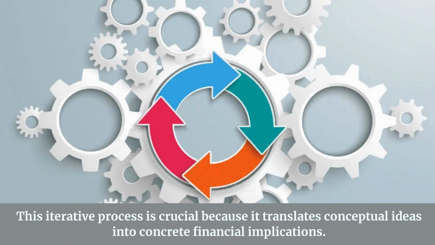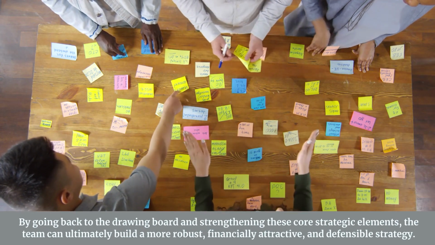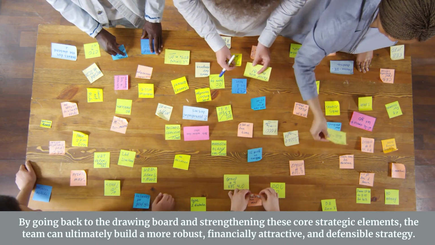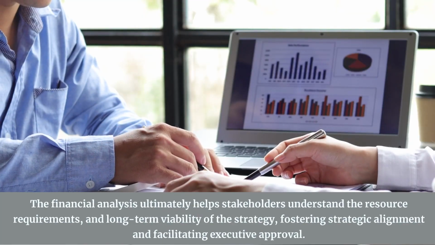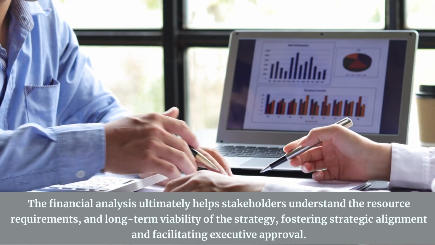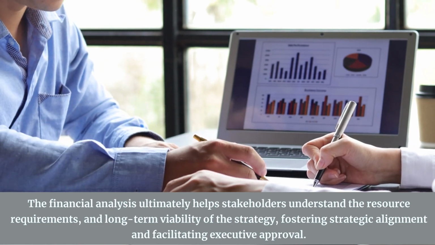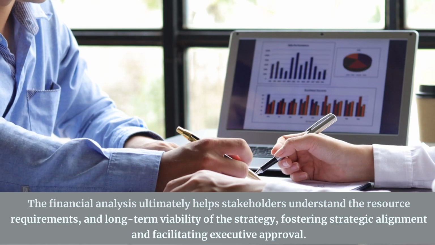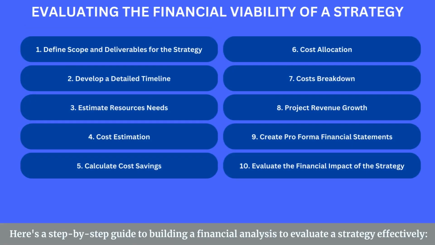This iterative process is crucial because it translates conceptual ideas into concrete financial implications. By going back to the drawing board and strengthening these core strategic elements, the team can ultimately build a more robust, financially attractive, and defensible strategy. The financial analysis ultimately helps stakeholders understand the resource requirements and long-term viability of the strategy, fostering strategic alignment and facilitating executive approval. Here's a step-by-step guide to building a financial analysis to evaluate a strategy effectively.